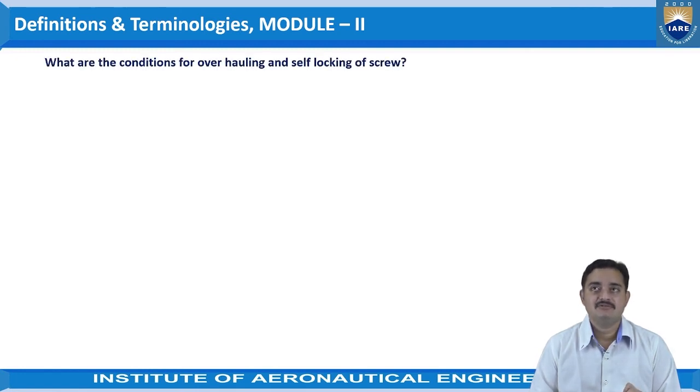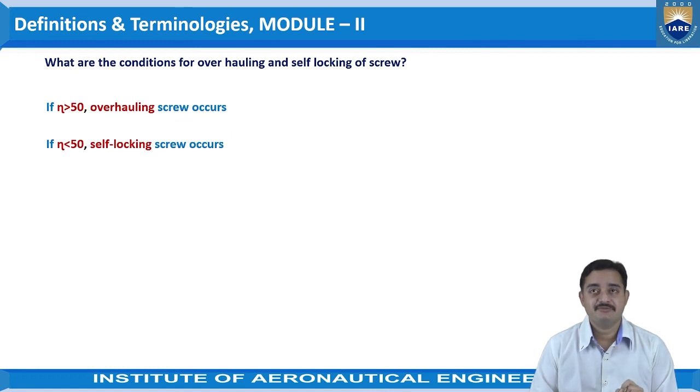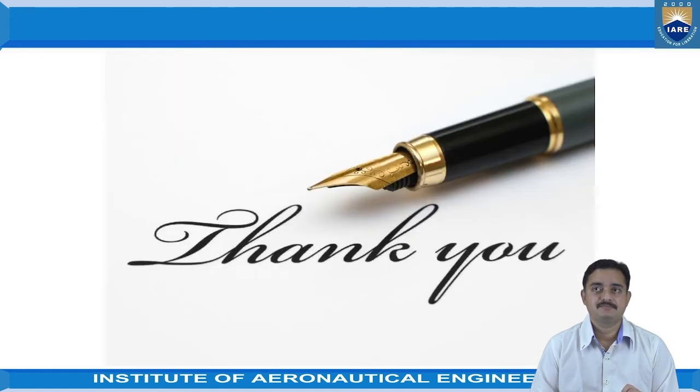And next one is, what are the conditions for overhauling and self-locking of screw? If efficiency is greater than 50 percent, overhauling of screw occurs, and if efficiency is less than 50 percent, then self-locking of screw occurs. This is regarding the definitions and terminologies in the friction module.